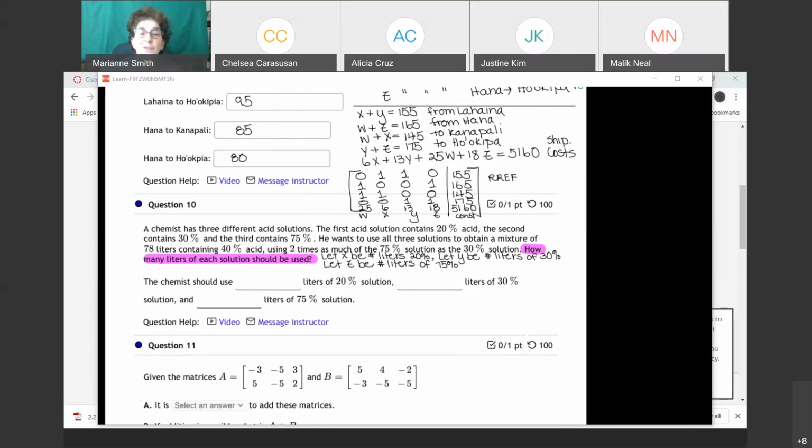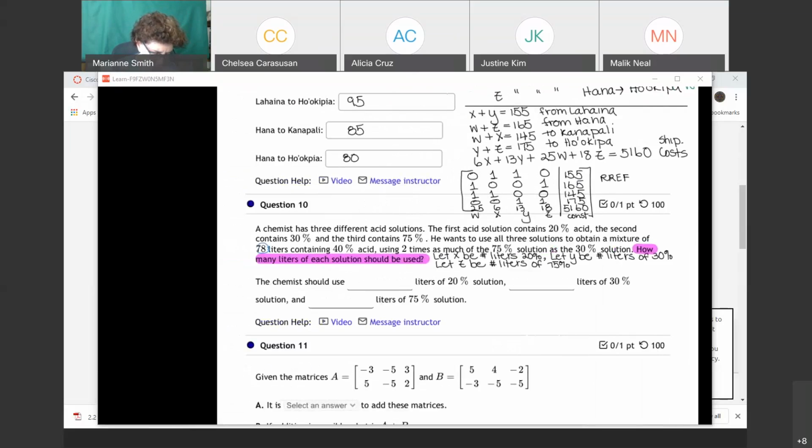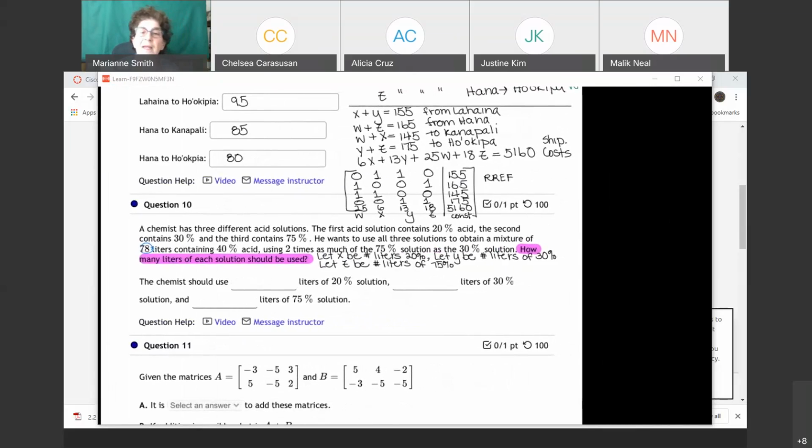The first thing I know is all of this stuff, once I'm done mixing, has to add up to 78 liters. So I have an amount. That's kind of like the count before of people, only this is an amount. So I know X plus Y plus Z, since these are in liters, has to equal 78. So total liters.